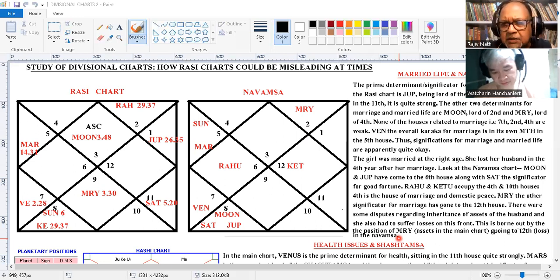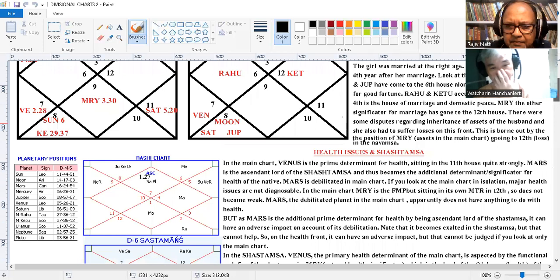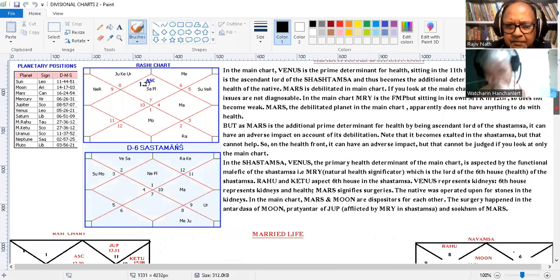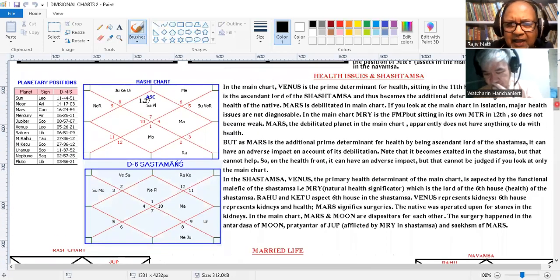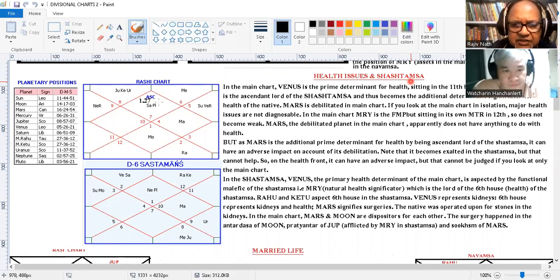Now we take another example. Health and Shashtamsa. Shashtamsa is D6. This is the main chart.